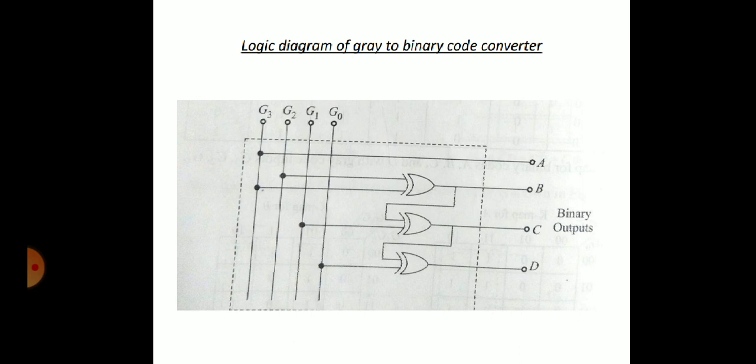After that, G3 and G2 XOR, that is B, and the output is then XOR with the next bit. Then another output is XOR with the next bit, that is D. So you can verify again the rules from this logic diagram.